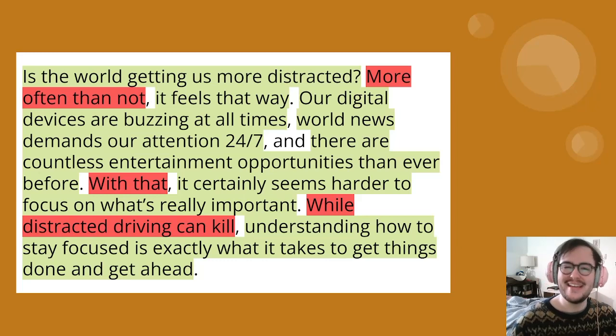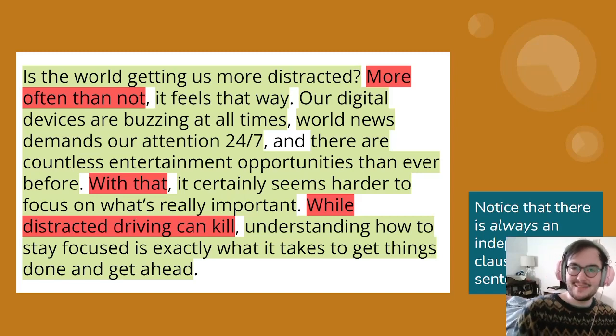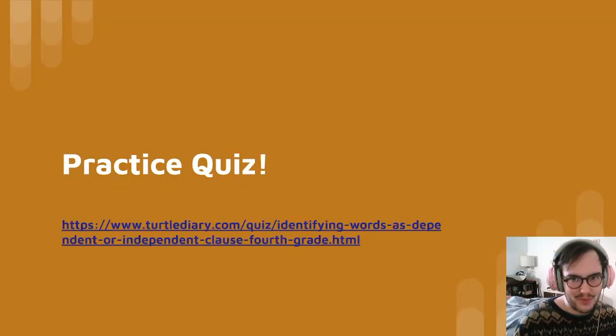I'll tell you, the green is the independent clause, because those clauses can stand on their own. The dependent clauses are the reddish color. More often than not, with that, while distracted driving can kill, they're not full sentences. You're always waiting to hear more. There's always an independent clause in a full sentence. Dependent clauses can be added to independent clauses to make more complex sentences. And that's where we're going to get into.